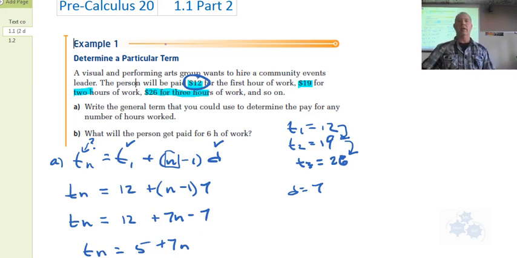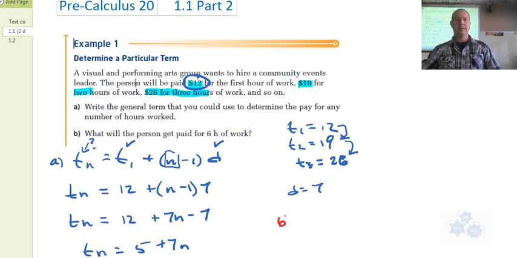So what this means is, it looks like this person is going to get paid $7 per hour. You see that? That's the rate of change here. If we were to graph it, that would be the slope. Dollars per hour. So it looks like there's a $5 flat fee at the beginning, and then it's $7 after that. Does that make sense? Okay. All right. So that's A.